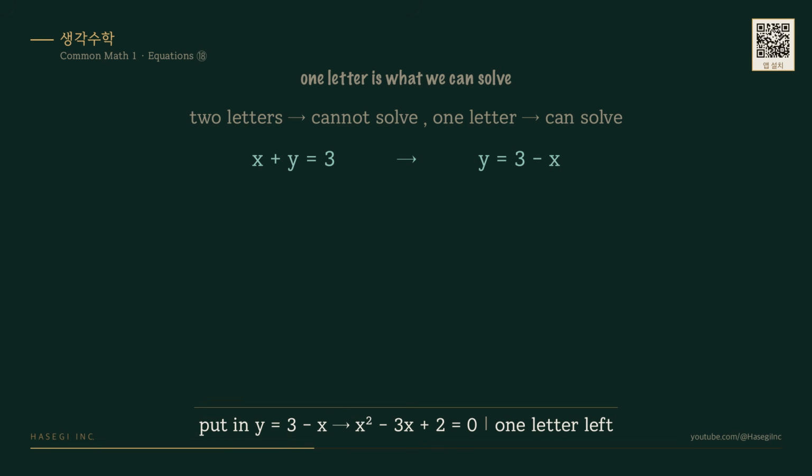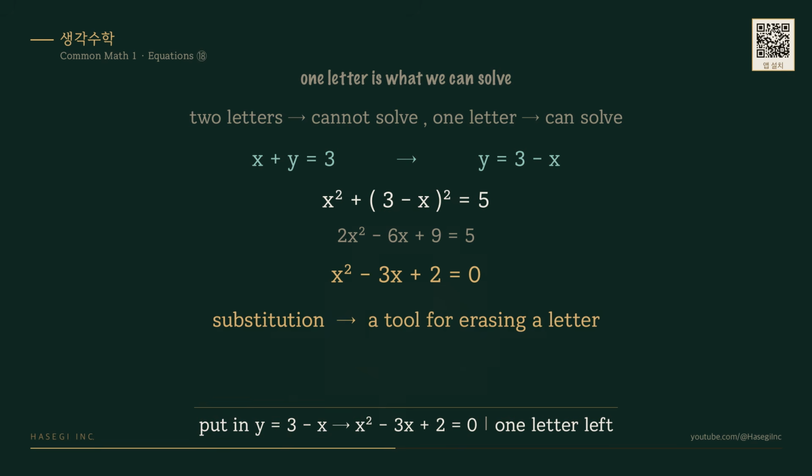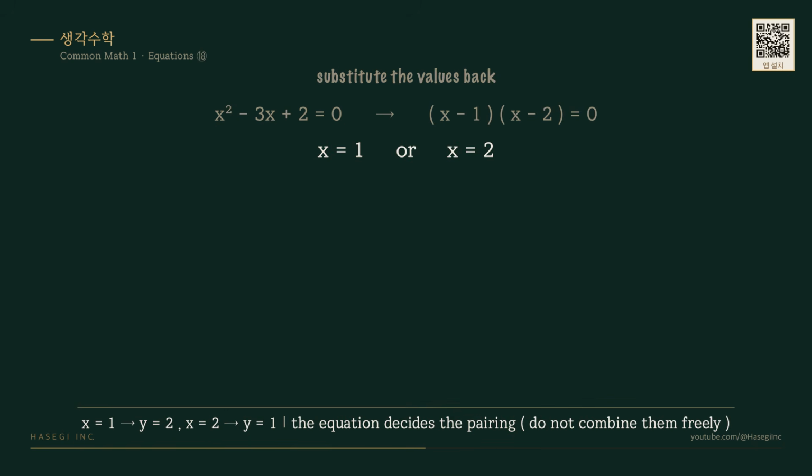y equals 3 minus x. Drop that into the y of the other equation, and it becomes x squared plus (3 minus x) squared equals 5. Tidy that up, and it reads x squared minus 3x plus 2 equals 0. One letter left. Substitution was a tool for erasing a letter. Factor it, and x is 1 or 2.